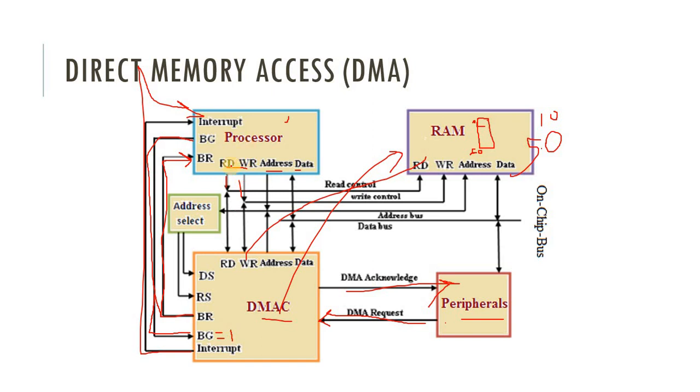So all this bus access is given to the DMA controller. At that time the CPU does not use these buses. If the value of the BG signal is equal to 0, it means the bus grant is not provided to the DMA controller, and all the buses are with the CPU. So at that time the DMA does not use any of the buses.